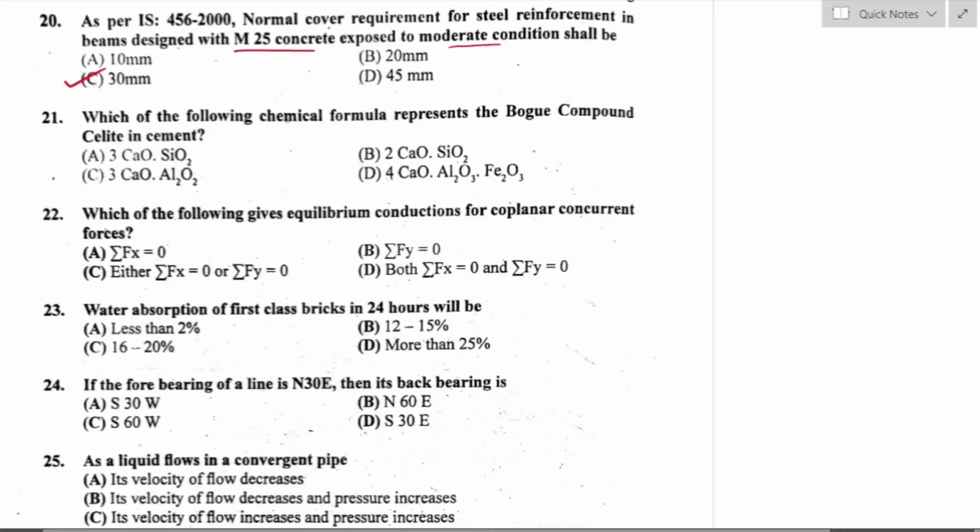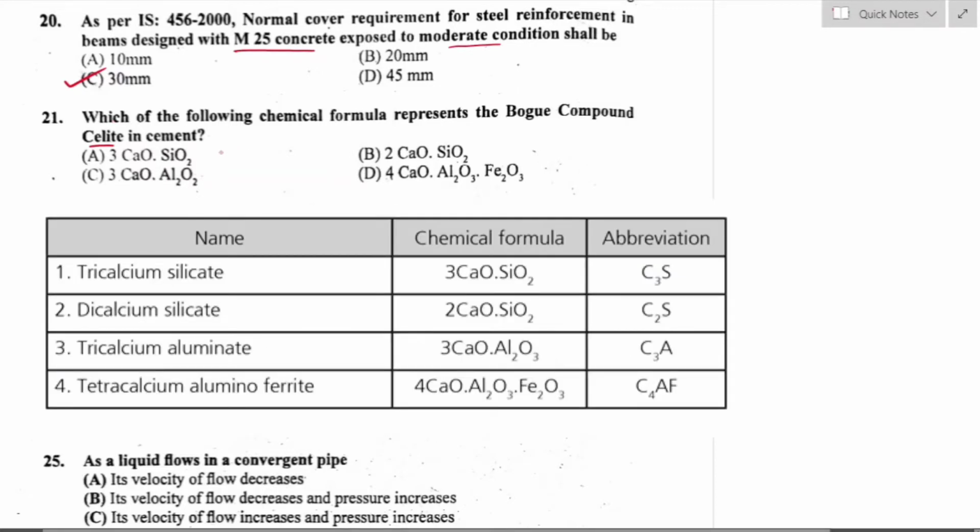Question number 21. Which of the following chemical formulas represents the Bogue compound silicate in cement? The Bogue compounds of cement are tricalcium silicate, dicalcium silicate, tricalcium aluminate and tetracalcium aluminoferrite. In the following you can observe its common name and its chemical formula. The Bogue compound silicate is also called tricalcium silicate with a chemical formula 3CaO.SiO2. So option C is the right answer.